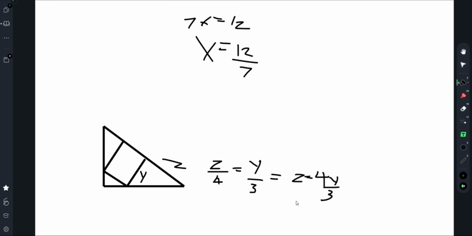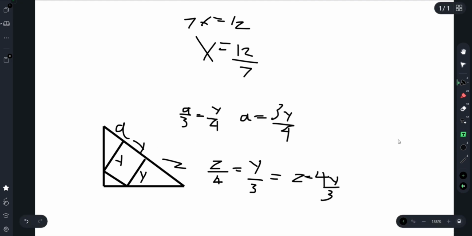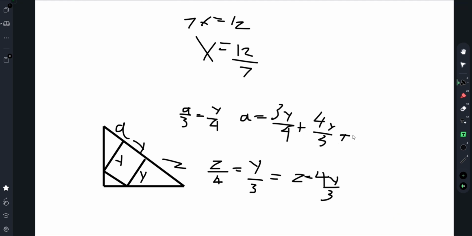So now we can do the hypotenuse, which is z plus y plus, let's say, a. So we know that we can do another similar triangles on a. And we can do a over 3 is equal to y over 4. So a is equal to 3y over 4. So adding these up, we get 3y over 4 plus 4y over 3 plus y is equal to 5. So this gets us y is equal to 60 over 37.